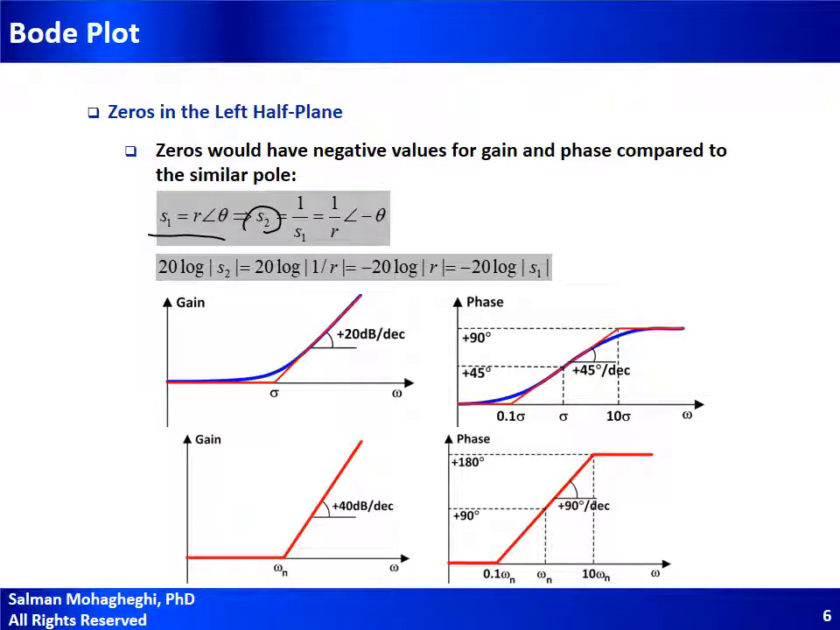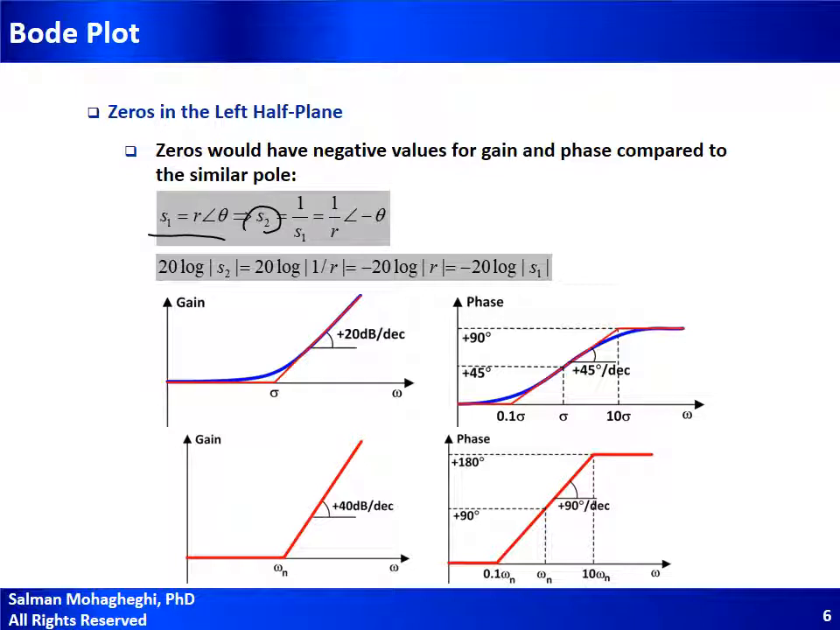In Bode plots, we're not interested in the absolute value of the magnitude. We're interested in 20 times log of the magnitude. So if I'm looking at 20 times log of S2, I am looking at 20 times log of 1 over r. And again, from the basic characteristics of the log function, you remember that log of 1 over r is going to be negative log of r. So I can write this as negative 20 times log of r. If this was a pole, the magnitude would be 20 times log of r. Since it is a zero, it will be negative 20 times log of r.